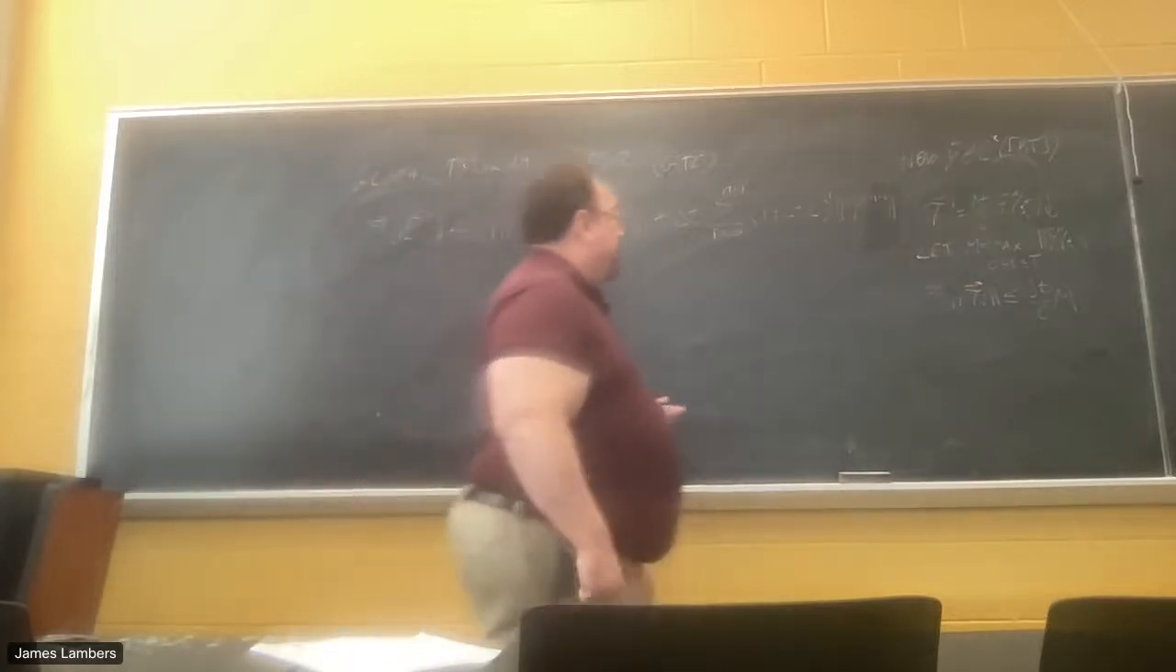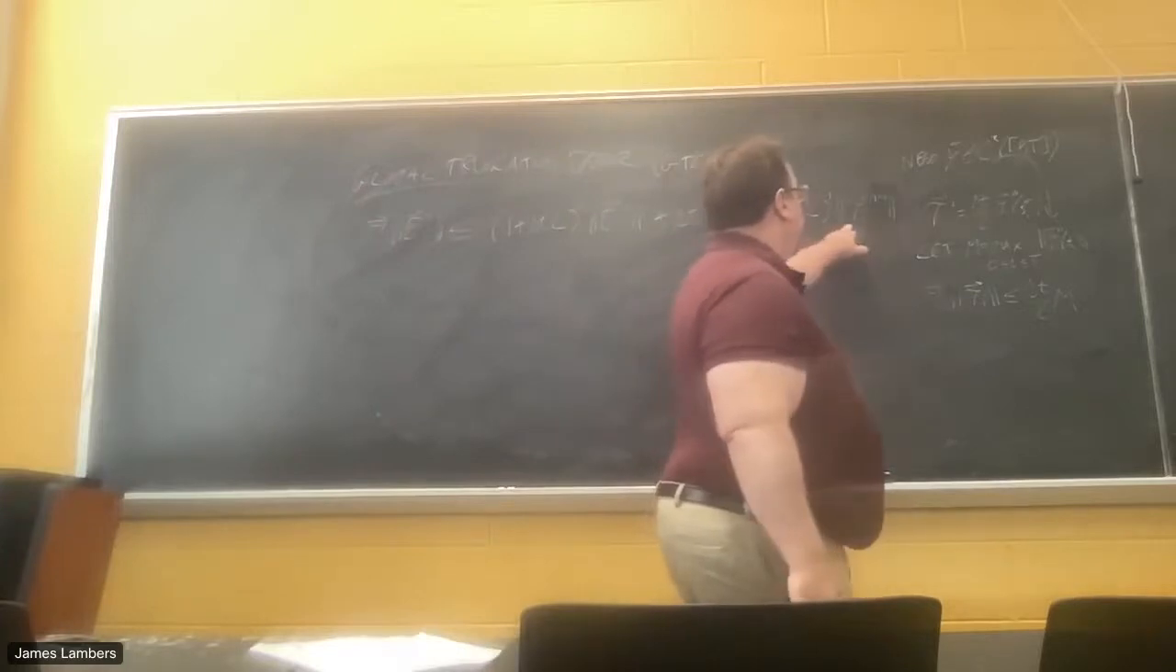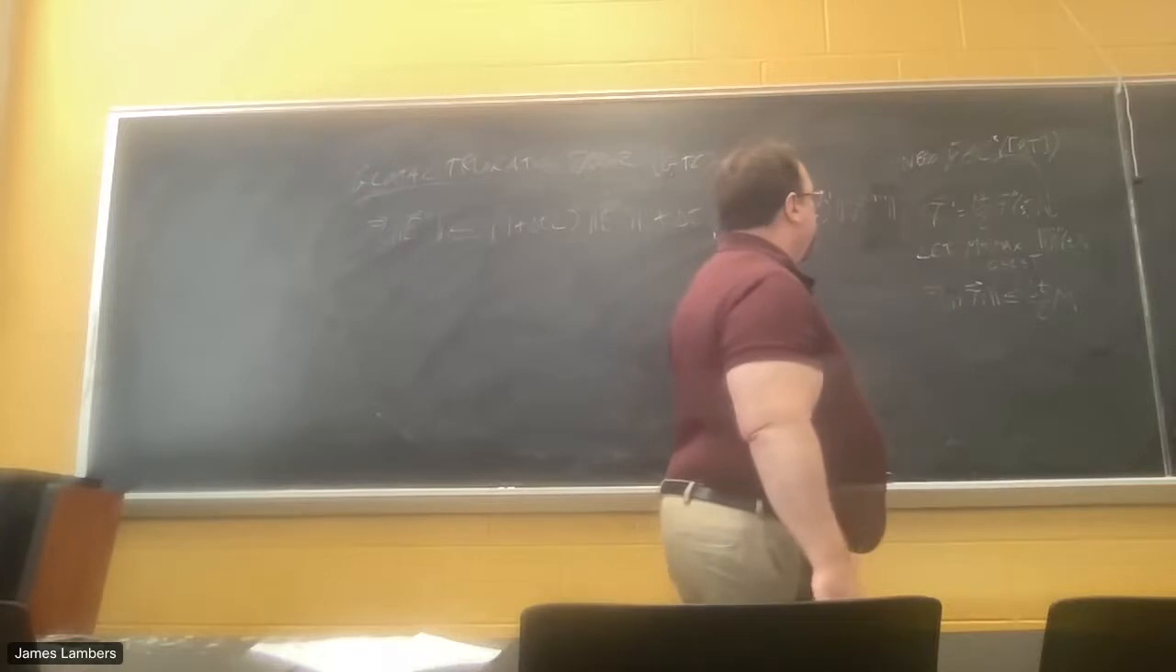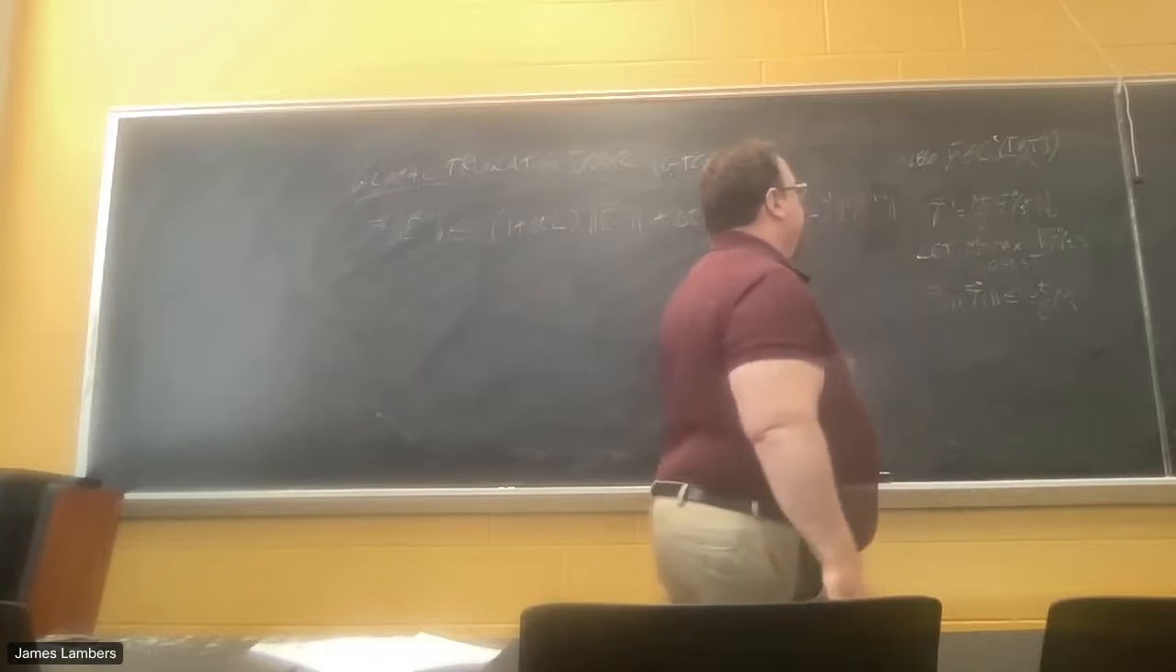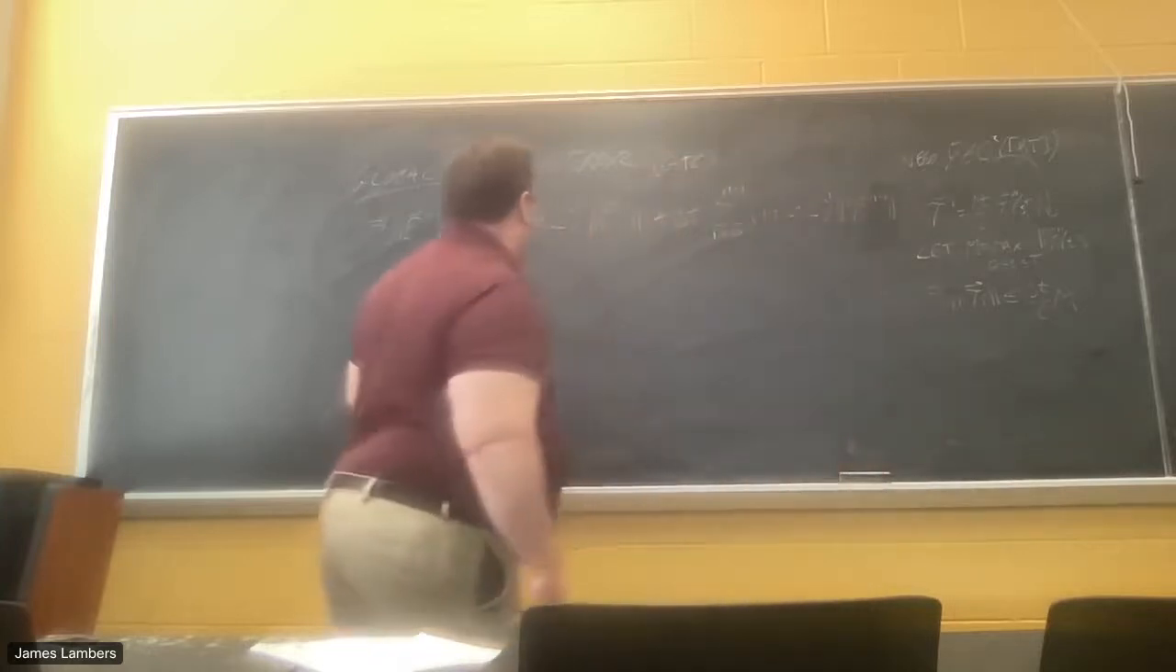The reason I'm doing that is here I have different local truncation errors, so I cannot factor this out of the sum. But by replacing this with an upper bound that is independent of i, now I can factor that out.